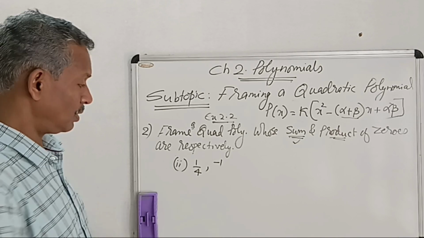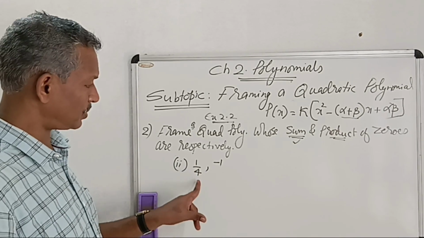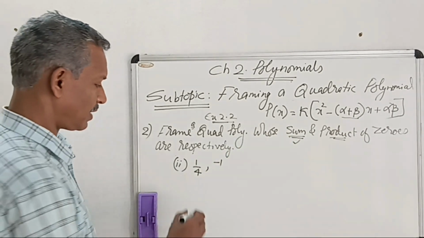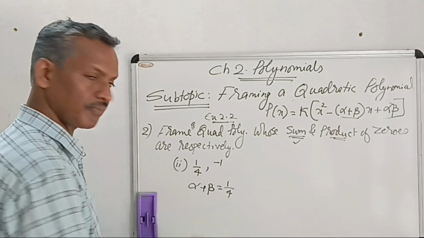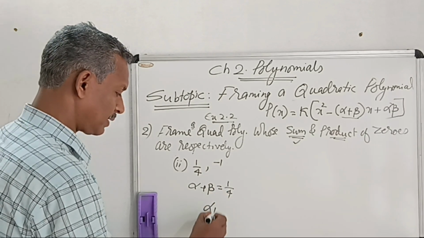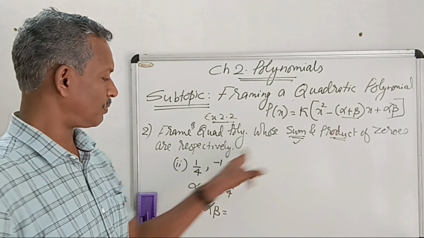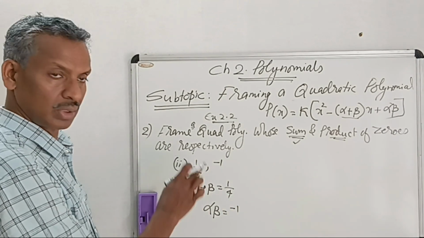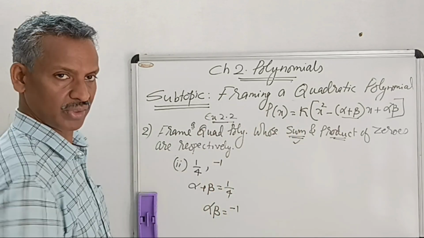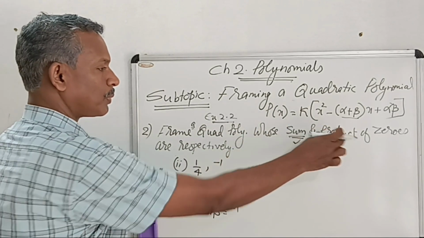Second question. The number is 1 by 4. 1 by 4 stands for sum of zeros. So we can write alpha plus beta is equal to 1 by 4. Alpha beta, the product of zeros, is -1. This is the textbook question. Question number 2. The first number stands for sum of zeros. Second number stands for product of zeros.